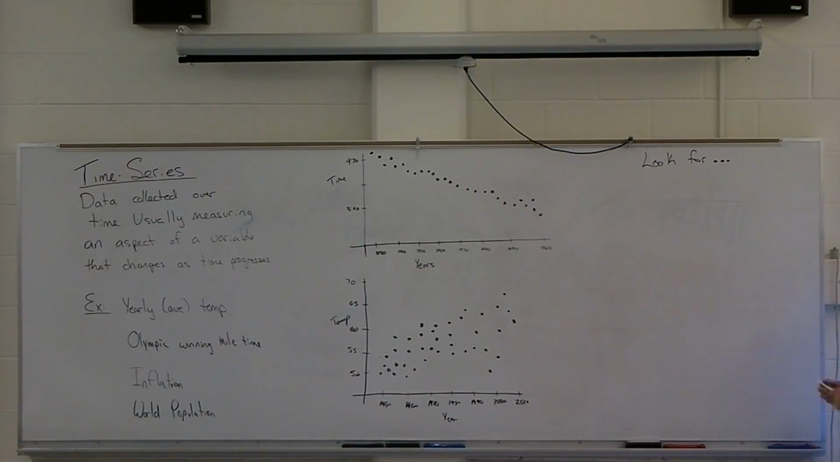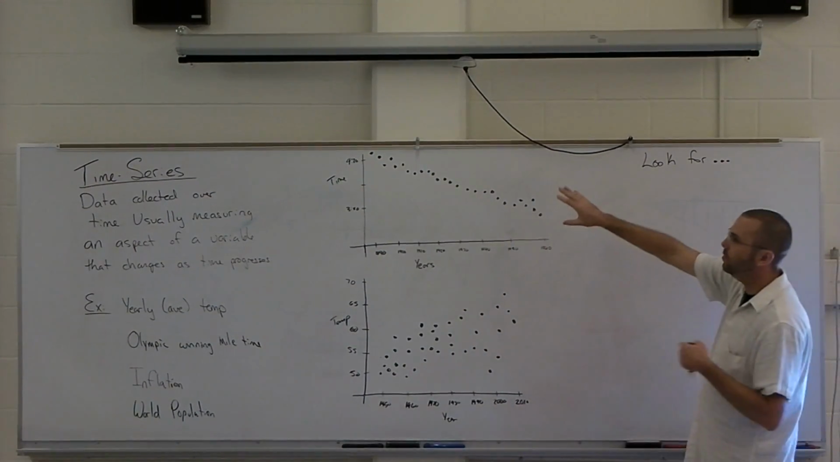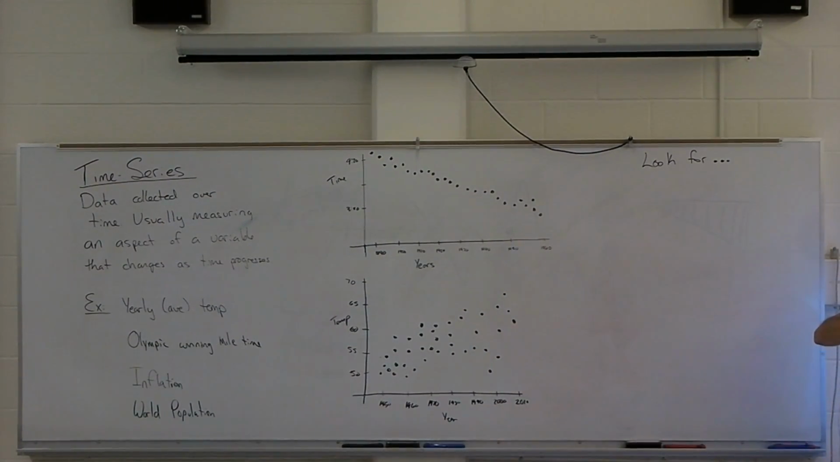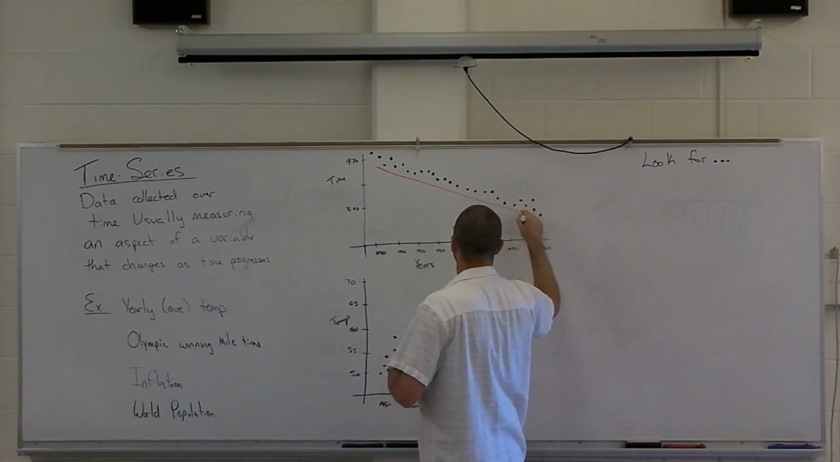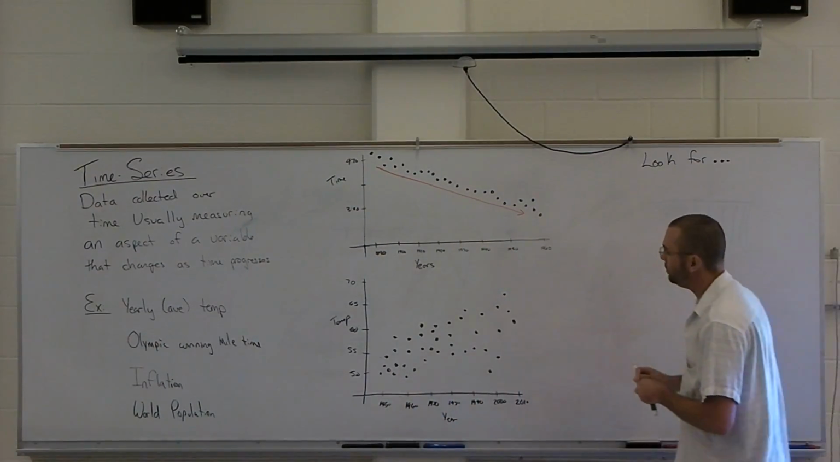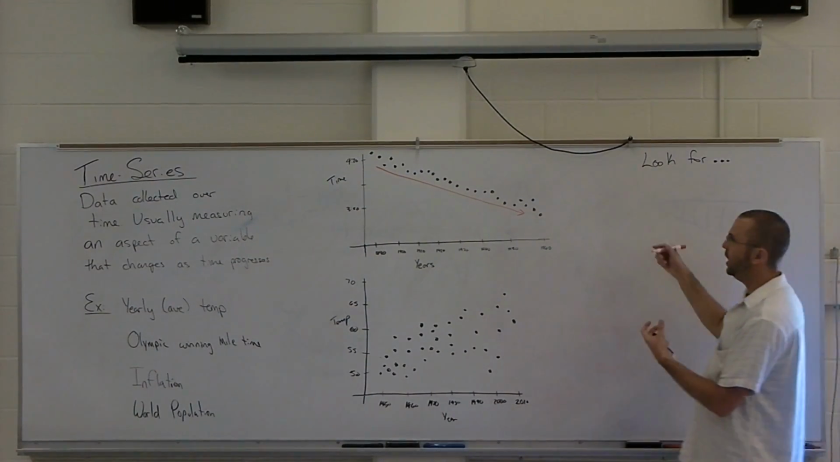What you should see in this is that there is an overall trend to how the data is progressing as we move through the years. And in this case, we're looking at an overall downward trend to our data. When we're looking at time series graphs, that's what we want to look for.